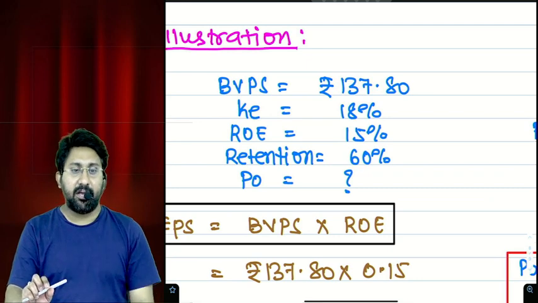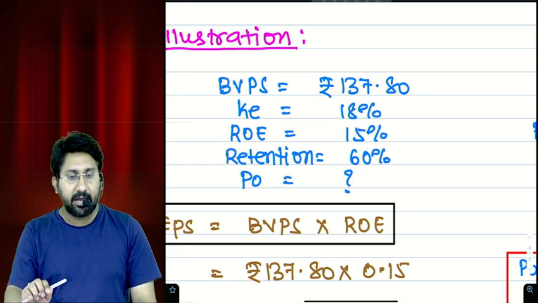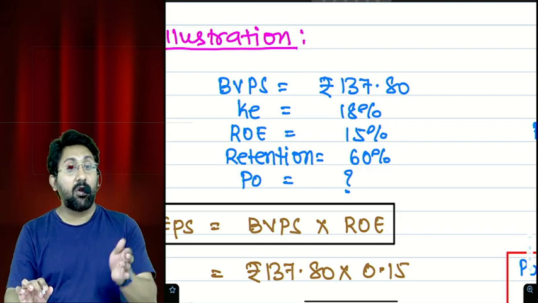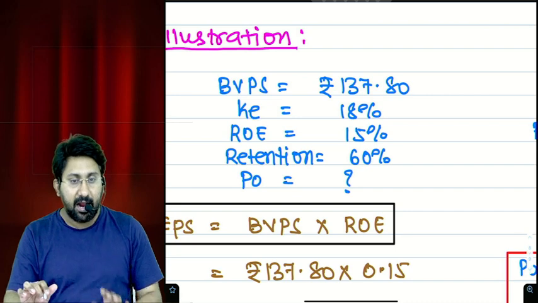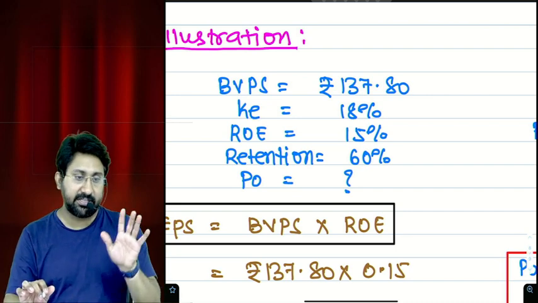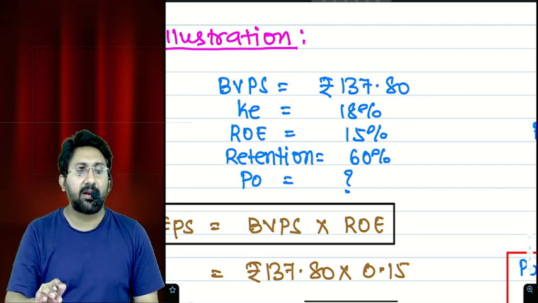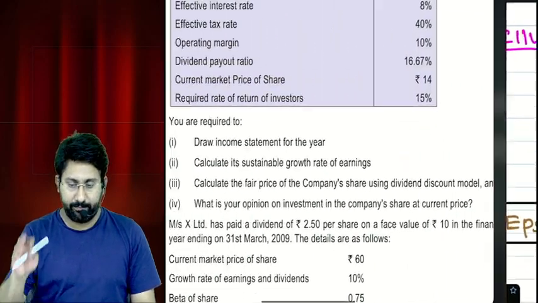Now, I have taken one illustration. Book value per share 137.8. Ke equal to 18%. Return on equity 15%, and retention proportion 60%, meaning 0.6. Calculate the P naught. This is the query.